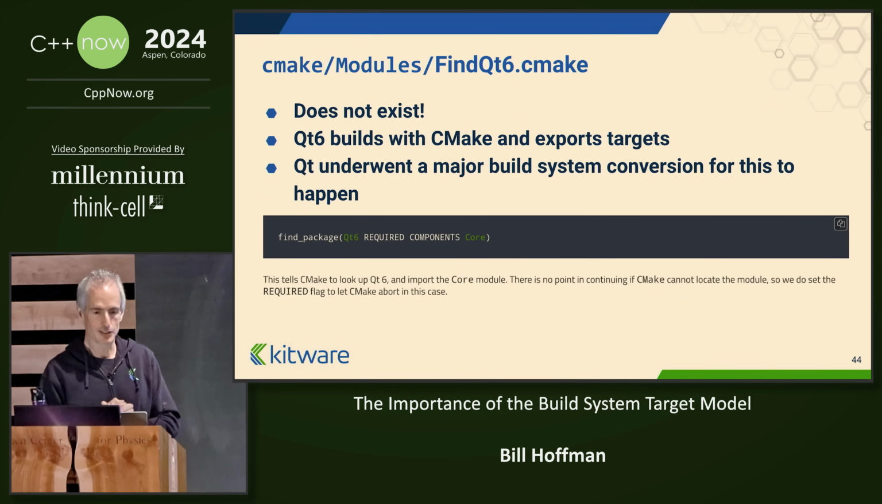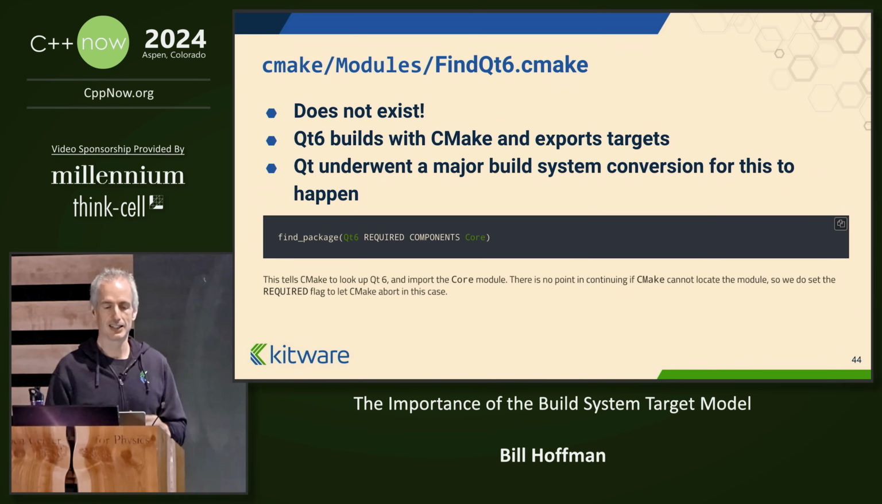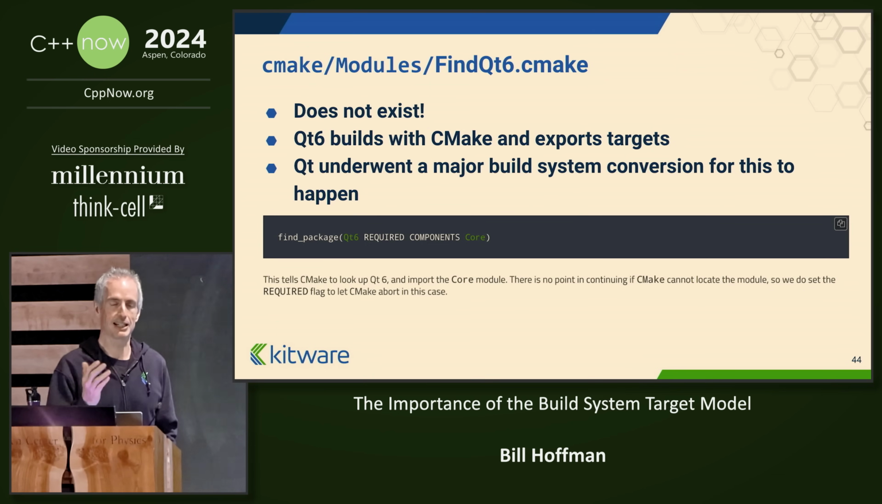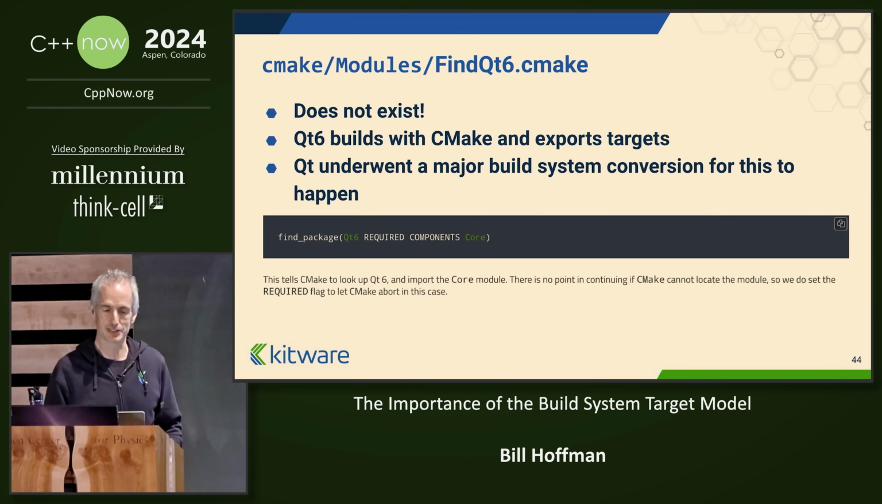Then eventually you get to Qt6, which doesn't exist. And this doesn't exist because Qt6 actually builds with CMake and exports its own targets using CMake's target model. And Qt had to undergo a major build system conversion for this to happen. So this just tells CMake to look for Qt6 in the core module. And we've got the required thing there because CMake will error out if it doesn't find it. But again, this is a way of putting that pathway of communication.